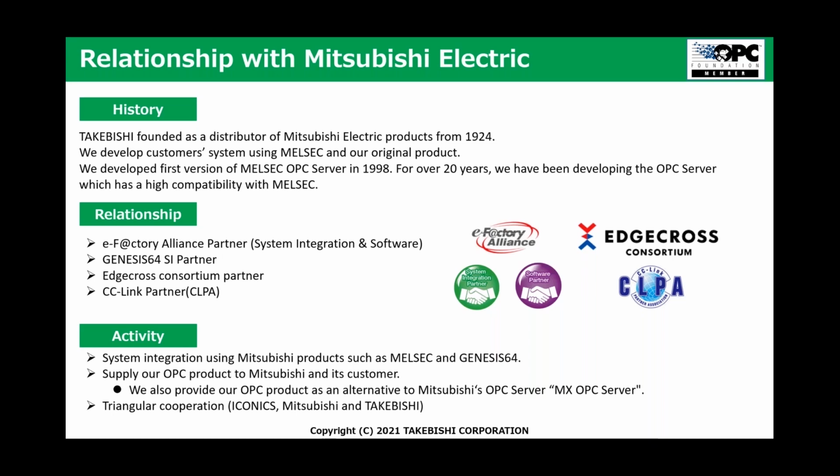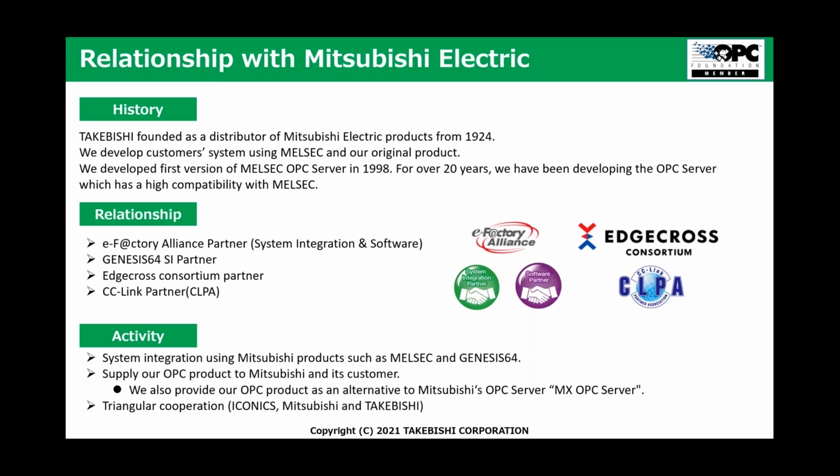So today we have relationships, as I said, with the eFactory Alliance Partner Program with Mitsubishi Electric System Integration and Software. We are system integration partner of Genesis. We are a consortium partner of EdgeCross and also CC Link partner. And our activities now are really based as system integration using the Mitsubishi products, and also integrated now into the Iconics products like the Genesis 64.